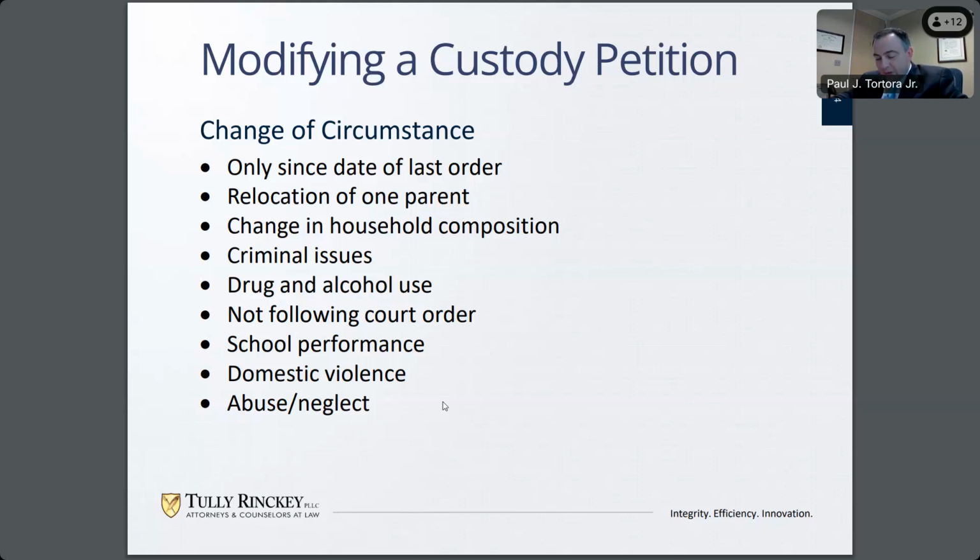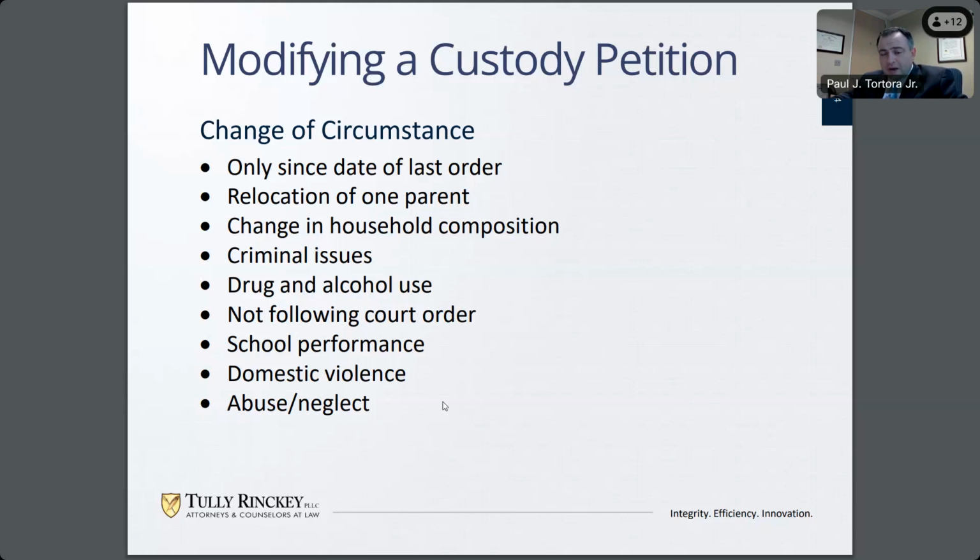And that alone will generally not get you a change of circumstances. What will is the relationships between the child and the new people living there, whether it be a new spouse, boyfriend, girlfriend, their children, the effect that this living situation could be having on the child. Are they now having to share a bedroom with a child they don't know? Are there 3 or 4 kids in a bedroom? Has it affected the living situation, the sleeping situation? So that's another one.